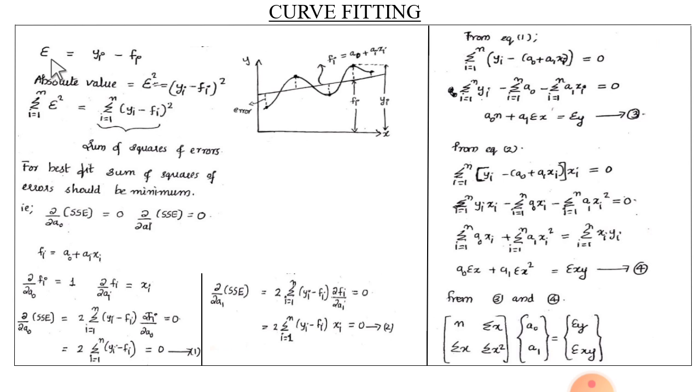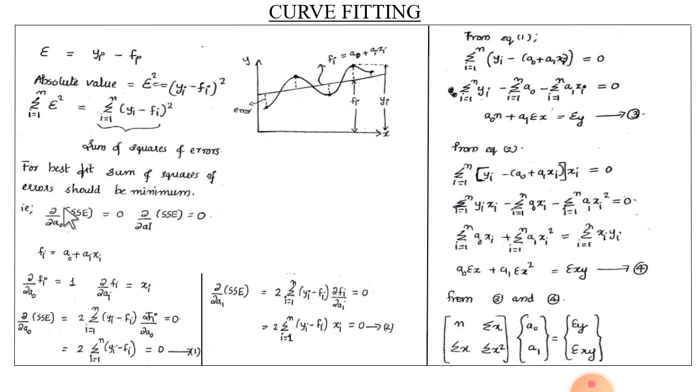So error is represented by epsilon e, that is given as yi minus fi. Now the absolute value is obtained by epsilon square, that is equal to (yi minus fi) whole square. Now taking summation you can write it like this. That is the sum of square of errors. So for best fit, the sum of square of errors should be minimum. SSE is nothing but the sum of squares of error.